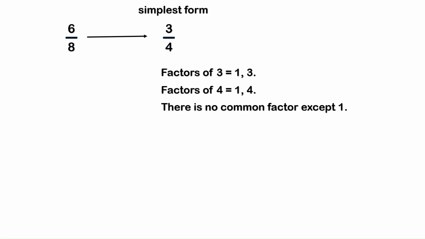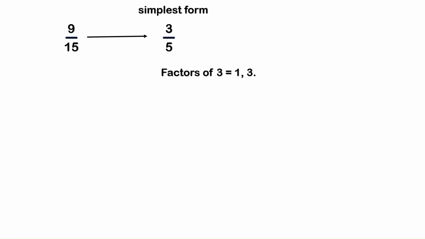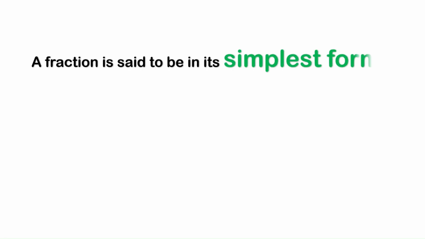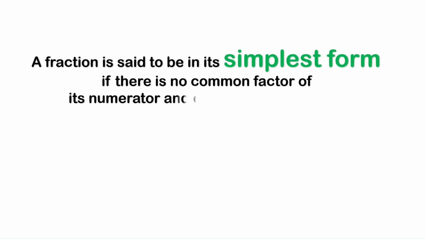Here is another example. 9 upon 15 reduced to 3 upon 5 in its simplest form. Here factors of 3 are 1 and 3. Factors of 5 are 1 and 5. So here also there is no common factor except 1. So we can say that a fraction is said to be in its simplest form if there is no common factor of its numerator and denominator except 1.